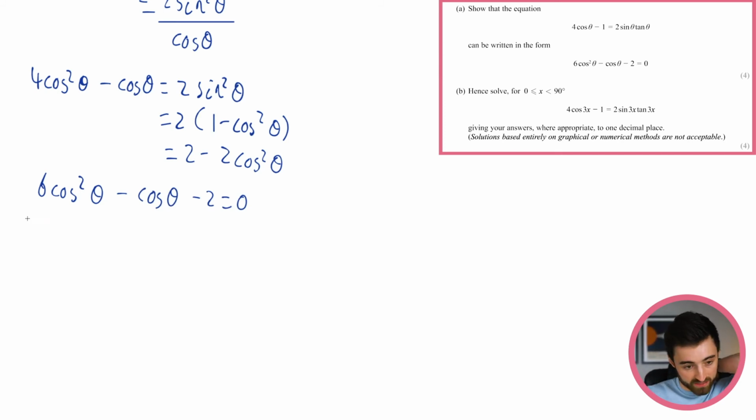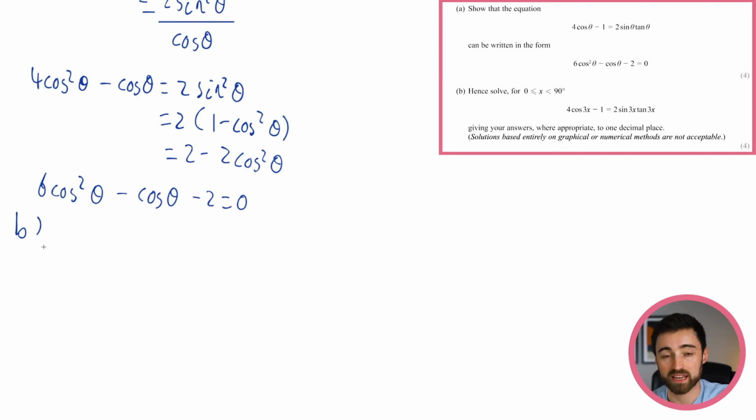Cool. Part B, I think, is going to be quite instructive. So it says, solve for x between 0 and 90. Okay. Look at this equation. 4 cos of 3x minus 1 equals 2 sine 3x tan 3x. It's clearly the equation from above, right? Says hence, so you know that you're going to be using what you just did. But instead of theta, we have 3x.